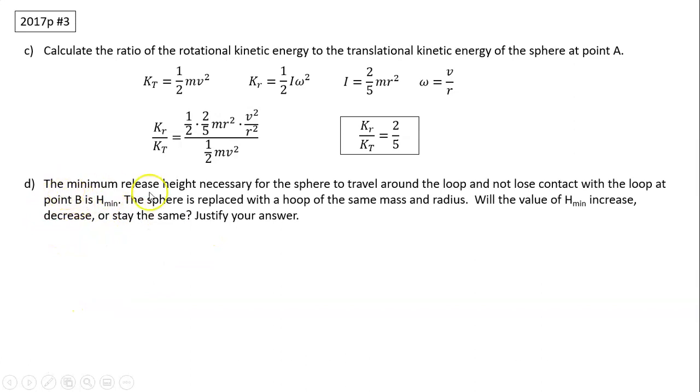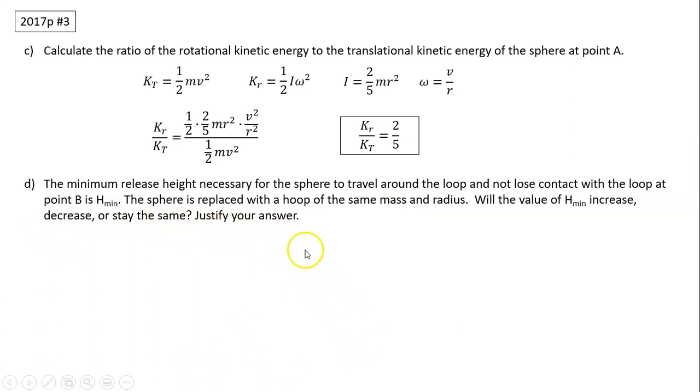Part D. The minimum release height necessary for the sphere to travel around the loop and not lose contact with the loop at point B is h minimum. The sphere is replaced with a hoop of the same mass and radius. So what's the difference between hoop and sphere? Think about it. Will the value of the h minimum increase, decrease, or stay the same?